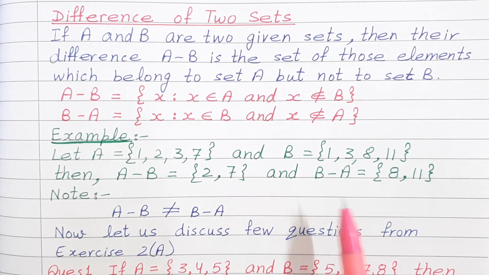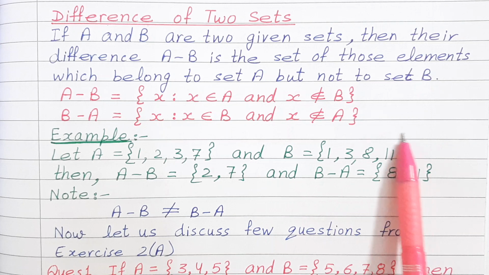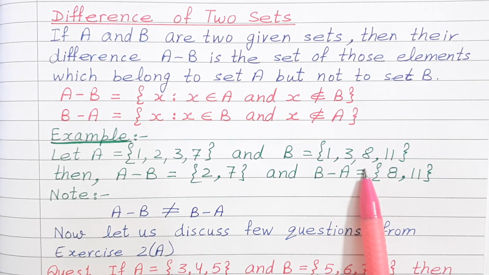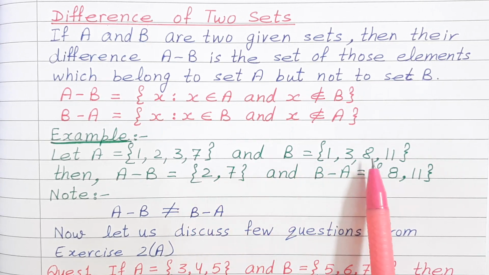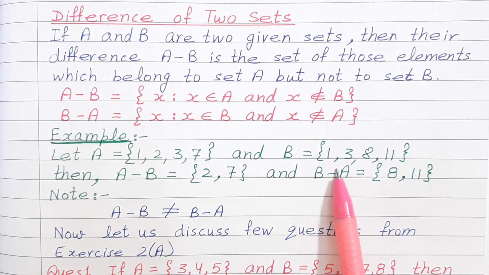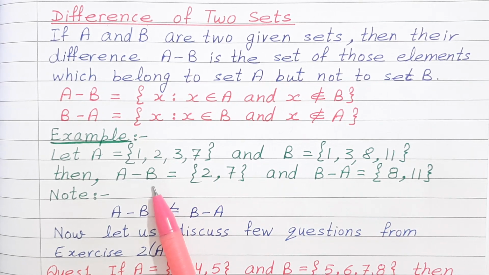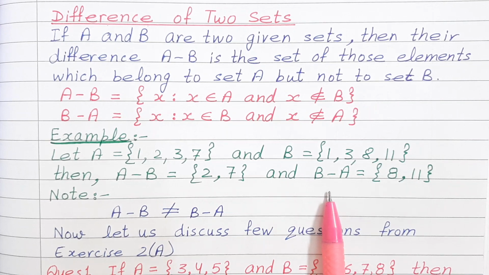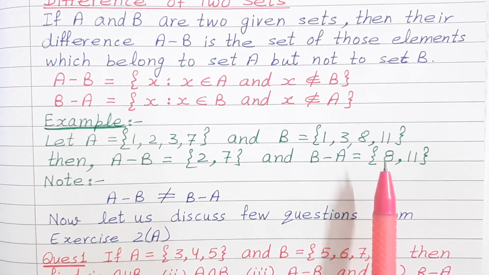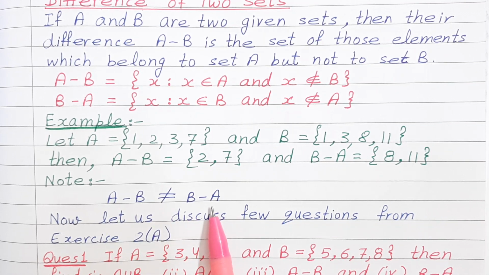Now let us see B minus A. Now from set B, remove the common elements. The common elements will remain the same, that is 1 and 3. So remove the common elements. You are left with 8 and 11. I hope now you have understood how to write A minus B and B minus A. Children, always remember A minus B cannot be equal to B minus A.